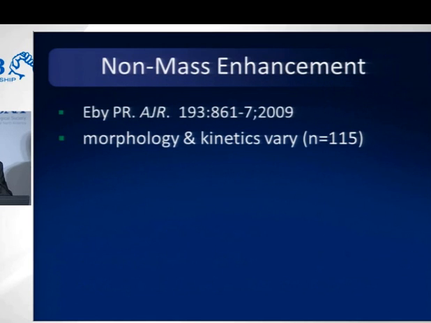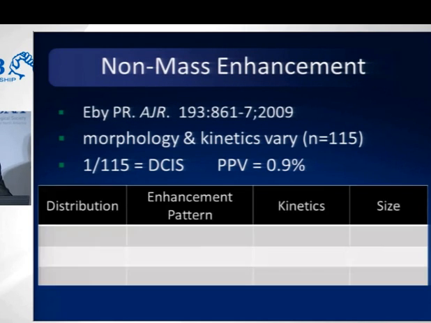How about non-mass enhancement? So non-mass enhancement is actually a really difficult area to know what to do with when it comes to probably benign. Dr. Eby's is one of the largest studies where he looked at the morphology and kinetics of 115 areas of non-mass enhancement, one of which turned out to be DCIS, so that's certainly well less than our 2% threshold. But if you're wondering, can I follow non-mass enhancement, or which non-mass enhancement can I follow in my practice? The answer is in this chart, and the answer is I don't know, because the descriptions are all over the map.